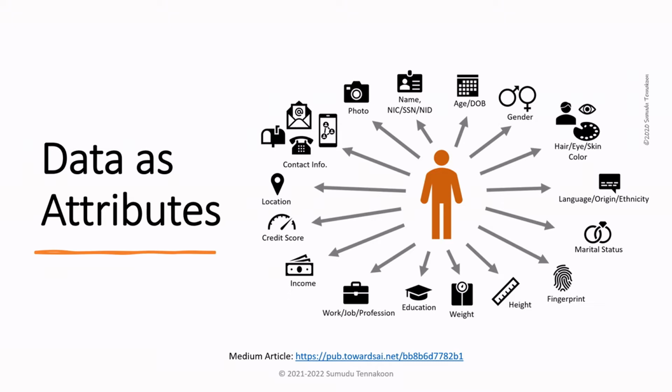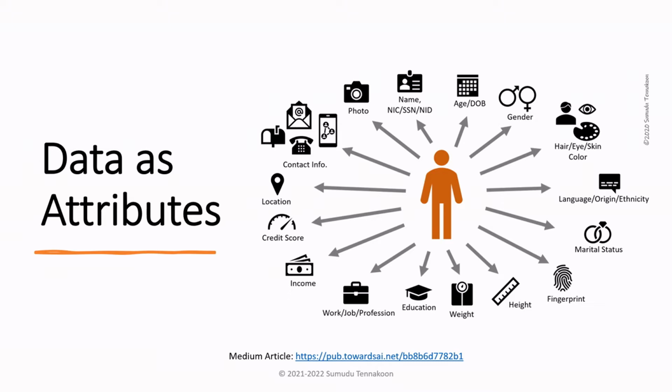We use data as attributes to describe things in nature or things in the business domain such as a person, a vehicle, or a building, or a document. So everything you can model as an object in the data world. Those objects can have attributes. So we use different forms of data to store those attributes.